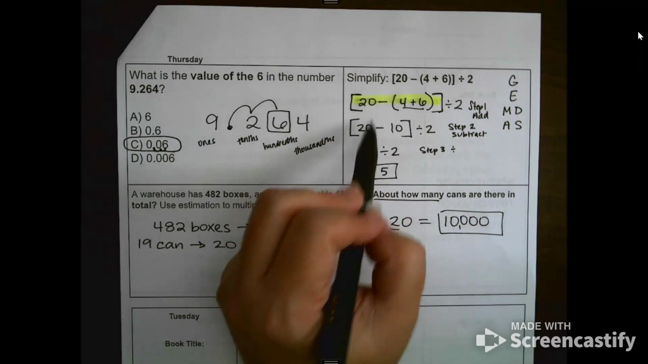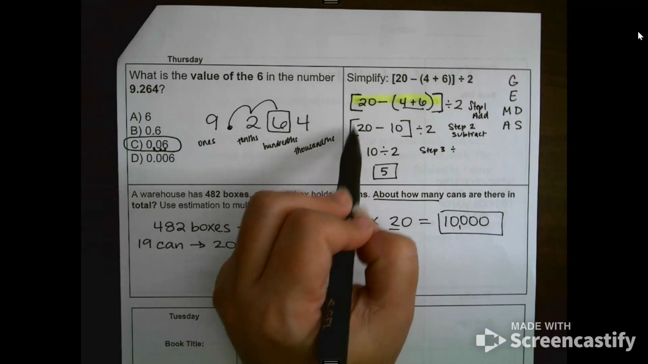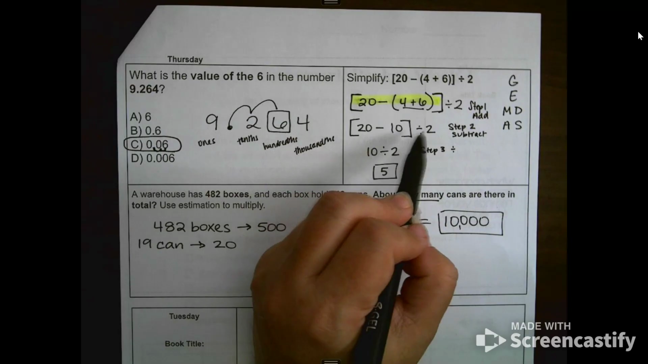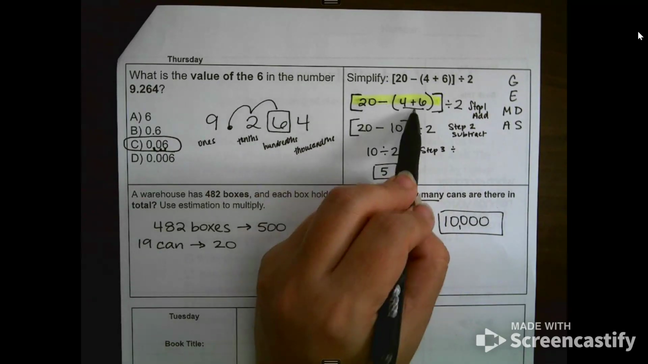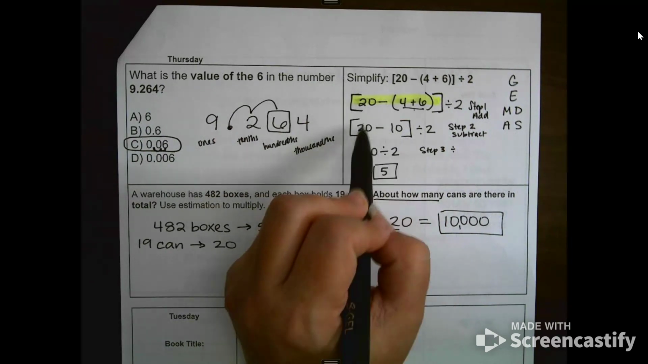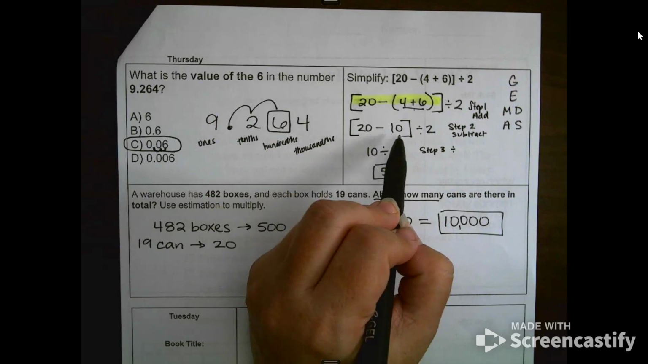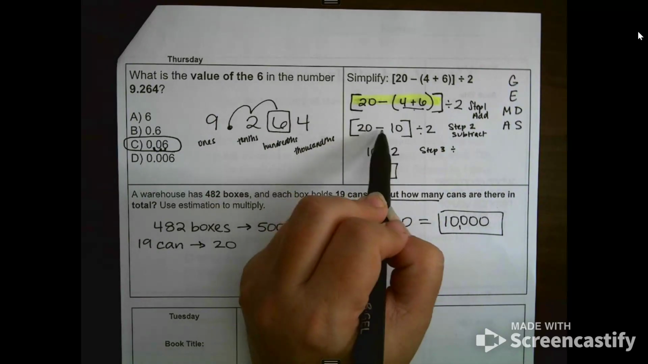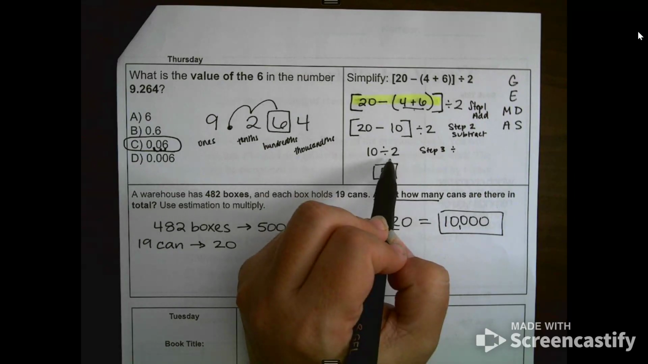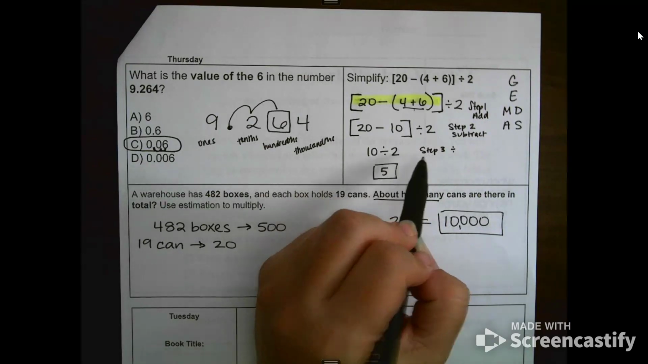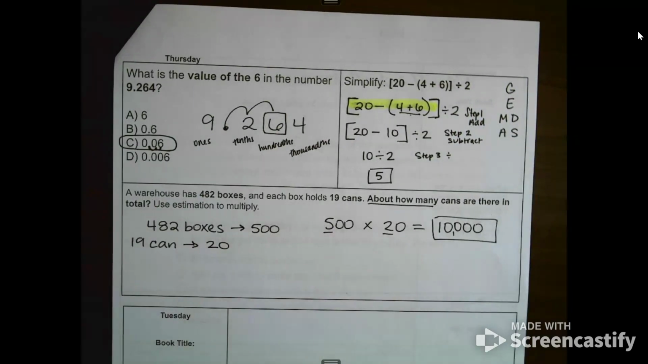So I'm going to bring everything else down. I'm going to bring the 20 down. I've still got stuff in the brackets, so that comes down. And then don't forget about the divide by 2. So 4 plus 6 is 10. Step 2 is going to be to subtract, because this is still part of that group. So 20 minus 10 is 10. And then keep bringing down that divide by 2. So step 3, we're going to divide. 2 goes into 10 5 times.